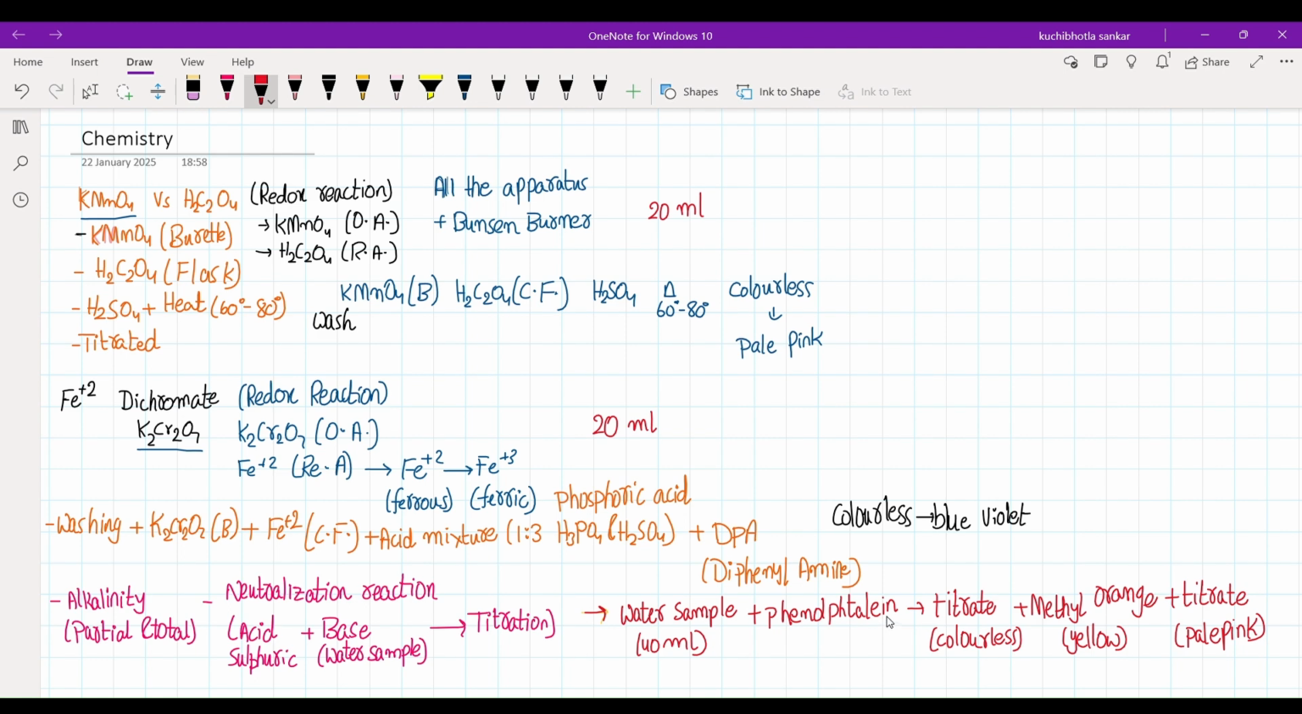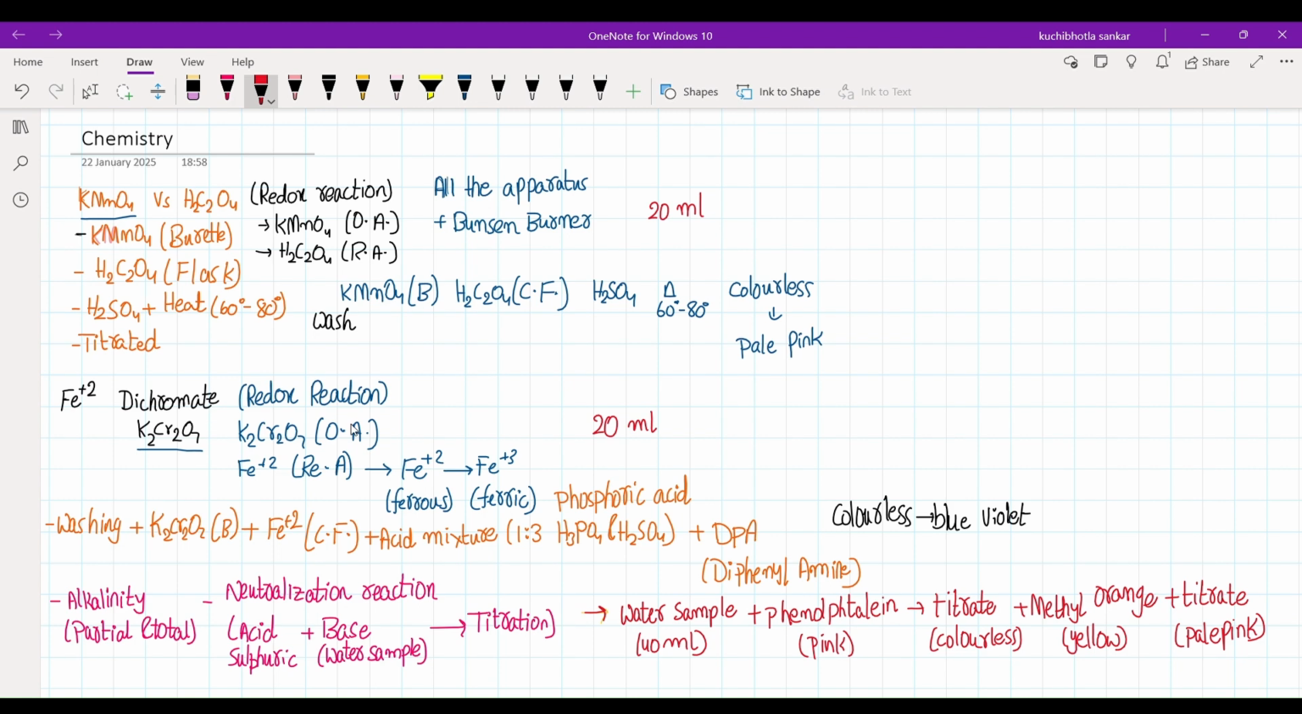That is it, right? Okay, phenolphthalein, we get pink. Here we get pink, and we are going to titrate it against the acid solution until we get the colorless. And then we note down the readings, and then we add methyl orange and we get yellow color, and we are going to titrate it until we get pale pink color. That is the end point.